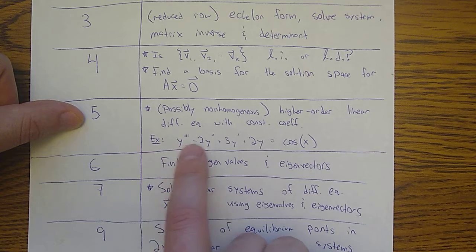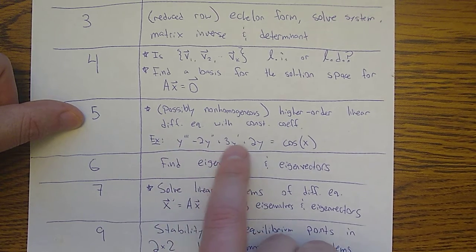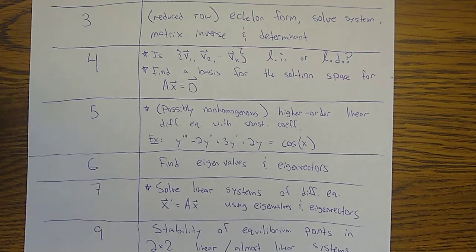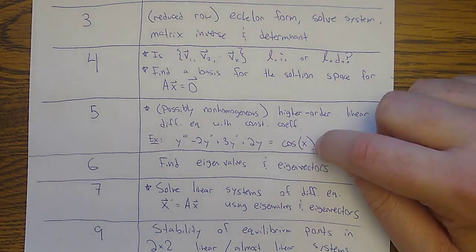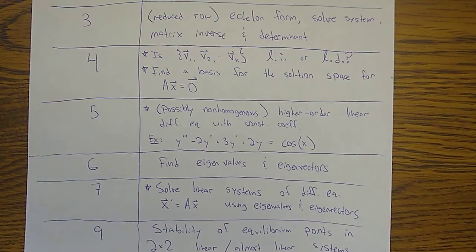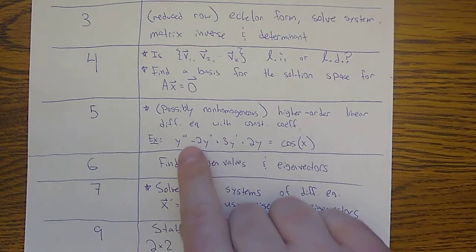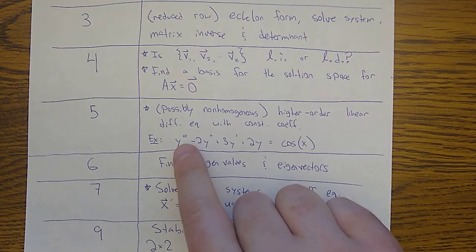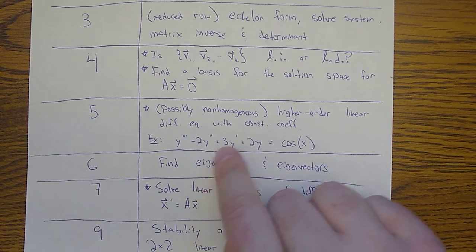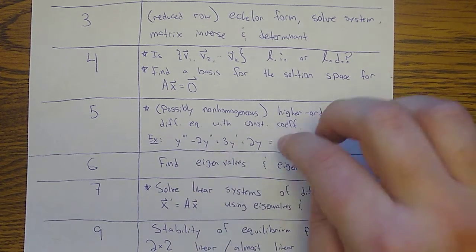Like you get r cubed minus 2r squared plus 3r plus 2, and then you try to factor it. I don't think that has any nice roots. But I wrote this example just to remind you of what these look like. It's a higher order, an order 3 differential equation, constant coefficients.